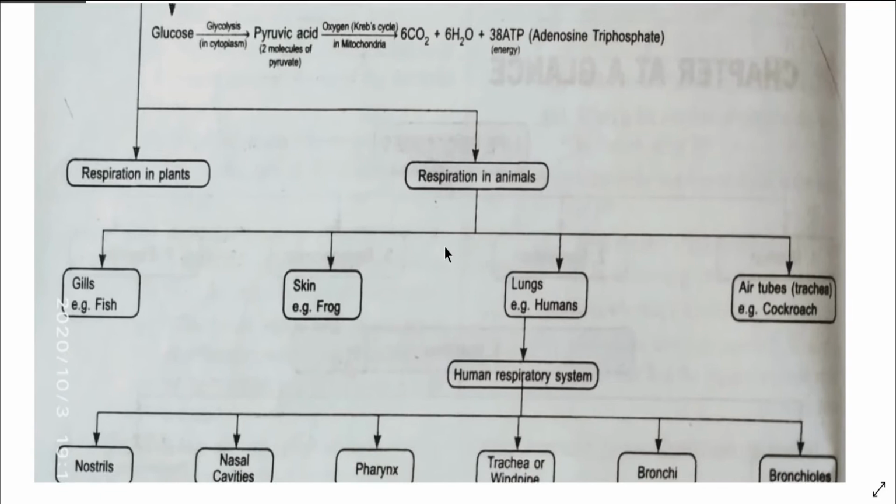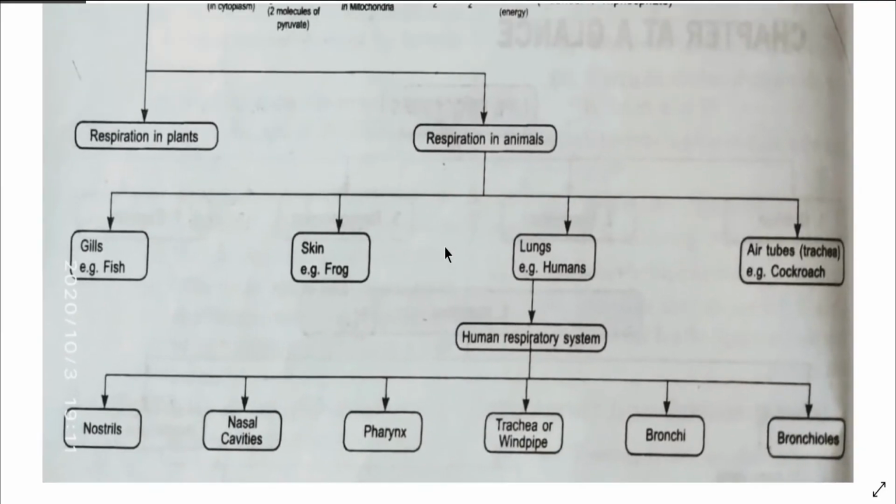respiration in animals. Different organisms have different respiratory organs. First, I am taking the fish. The fish lives in the water, and you have observed the fish. They have a special respiratory organ, that is the gills. So the fish breathe through the gills. The frog lives both on the land as well as in the water. So in the water, it breathes through the skin, and on the land, it breathes through the lungs.